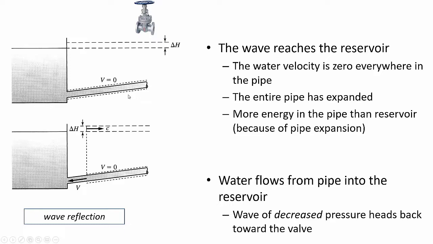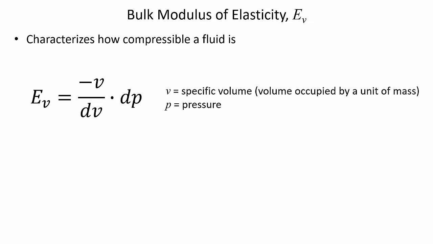So let's talk about some of the parameters that go into the equations we're going to look at. One of them is the bulk modulus of elasticity for water. And the bulk modulus of elasticity describes how easily water can be compressed. And so it's a parameter that expresses the unit decrease in volume for an increase in pressure. And so here, this first term, minus V, that's volume, specific volume. So the specific volume is the volume relative to itself.